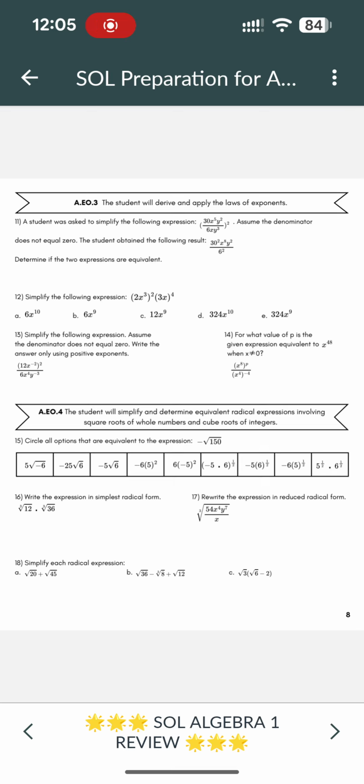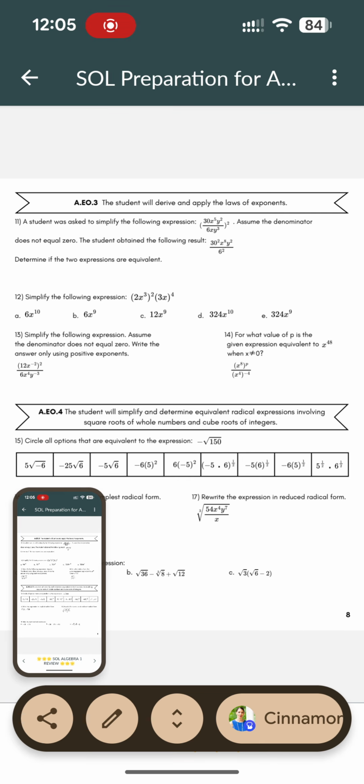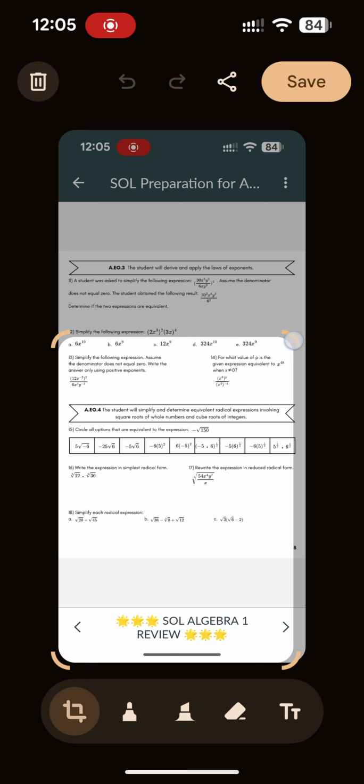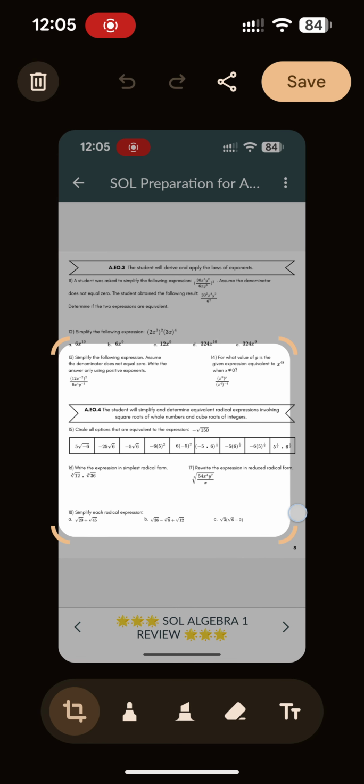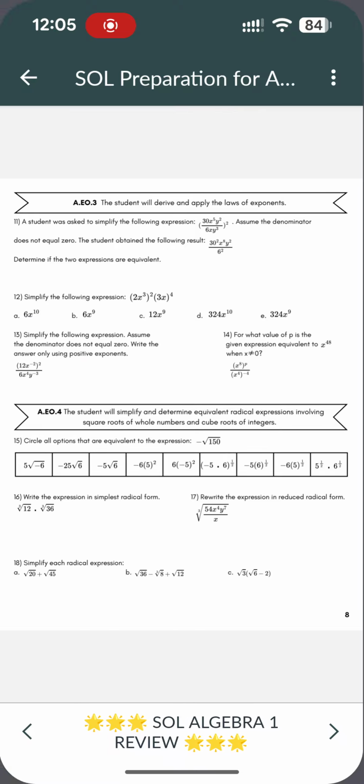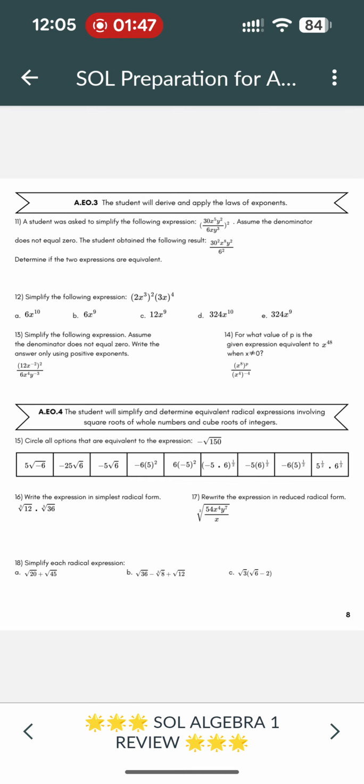I'm going to do number 13. So you're going to take a picture, screenshot. All right. And then you take the screenshot and you shrink it down. So you just have number 13. It's kind of hard to get it, but you can get it close. Okay, there you go. Number 13. And you save. Now you have to go find it. Hopefully you know how to do that.